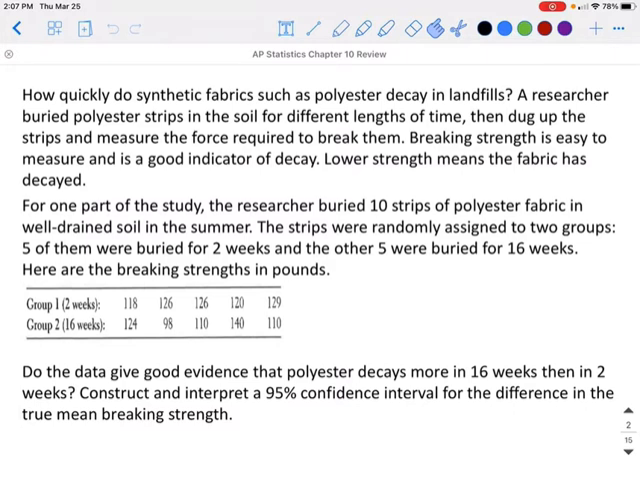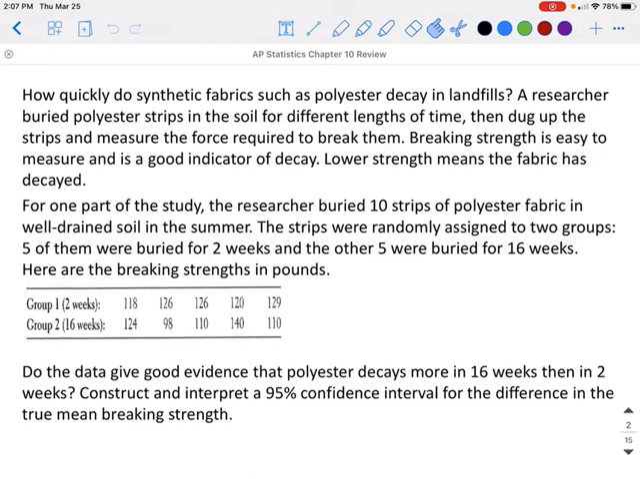Do the data give good evidence that polyester decays more in 16 weeks than in 2 weeks? Construct and interpret a 95% confidence interval for the difference in the two mean breaking strengths. To do this, we are going to do a 4-step problem. Remember, you need to do a state, a plan, do, and then conclude.